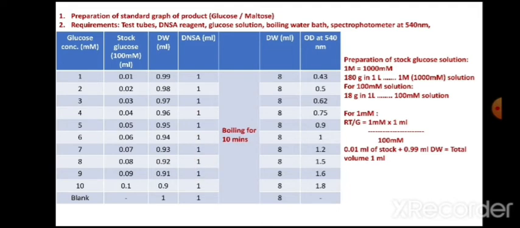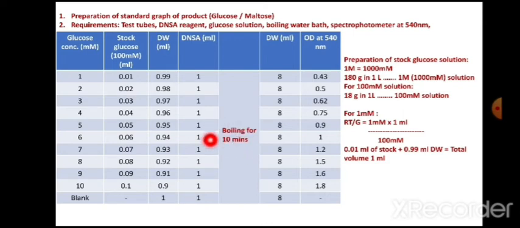Now what is the use of blank? Because DNSA is a yellow colored reagent, and we are interested in the color which is generated after the reaction of glucose and DNSA only. So in order to eliminate the self color of DNSA, we must use this blank to adjust 100% transmission, or we can measure the optical density of blank, and then we can subtract this optical density from the optical density reading of sample.